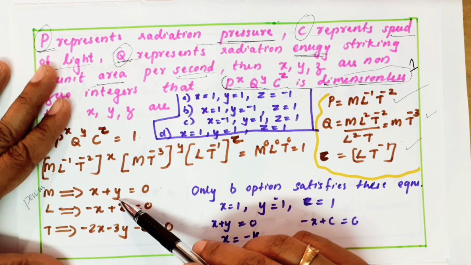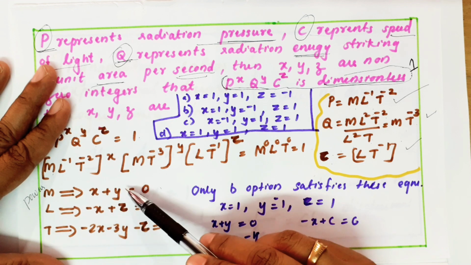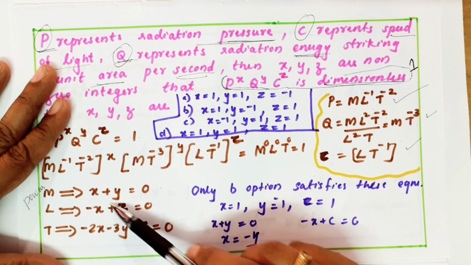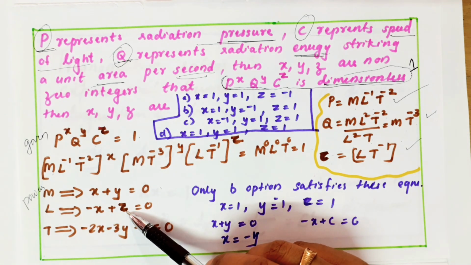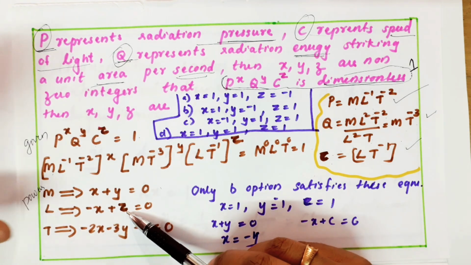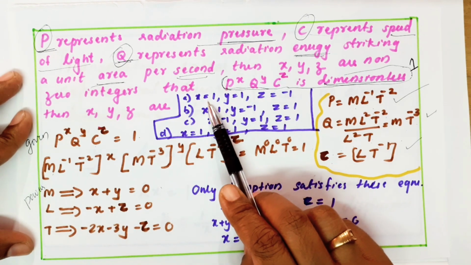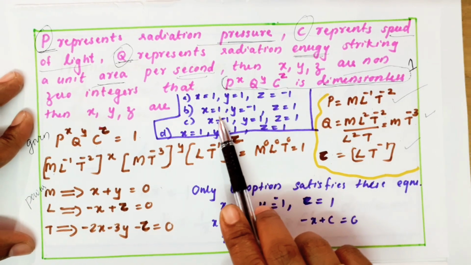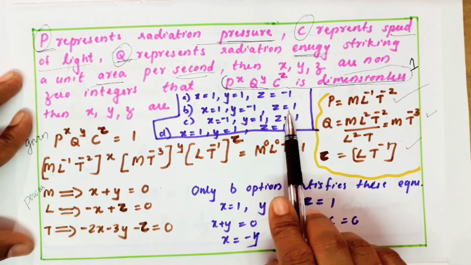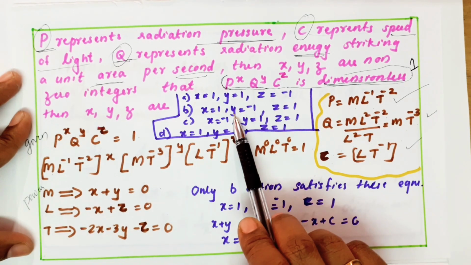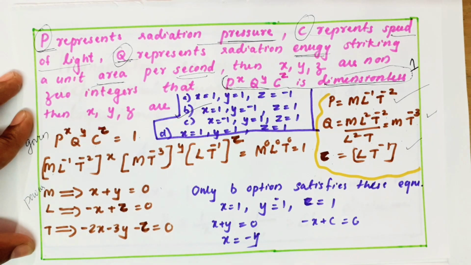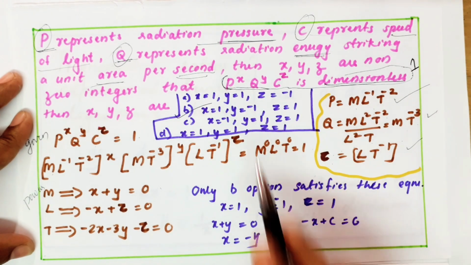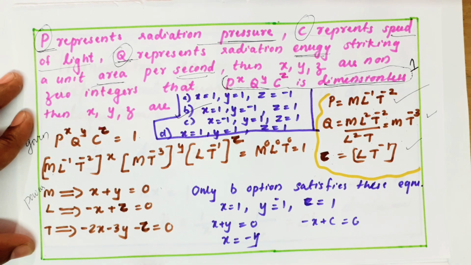According to this equation, what is the meaning? x should be equal to minus y. According to this equation, x and z should be same. So we understood x and z should be same, y should be minus of that. So see here, x and z should be same. First option wrong. Second option you see x equals 1, z equal to 1. They both are same. What about y? It is minus. So which option is correct? x equals 1, y equals minus 1, z equals 1, because only this option satisfies this condition.